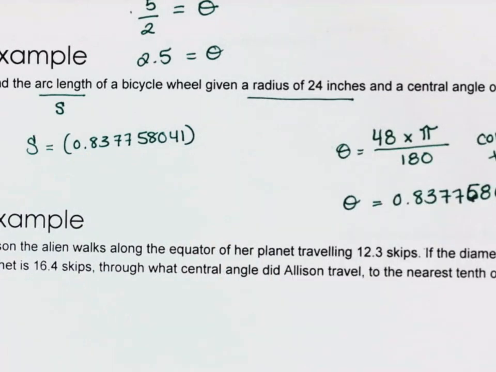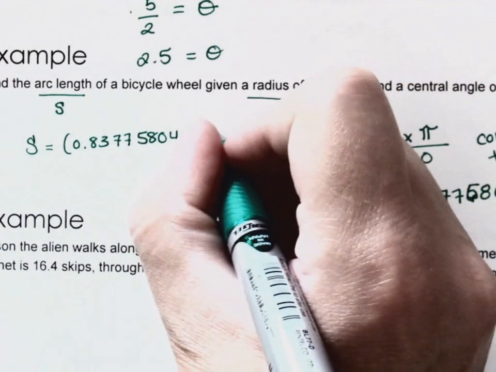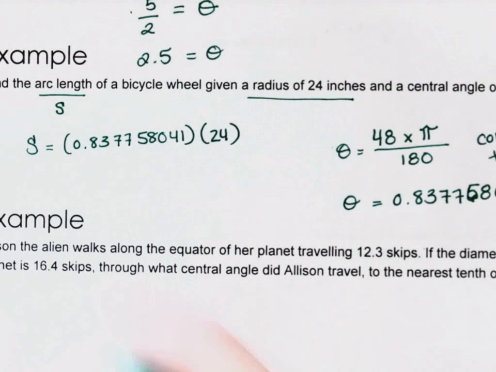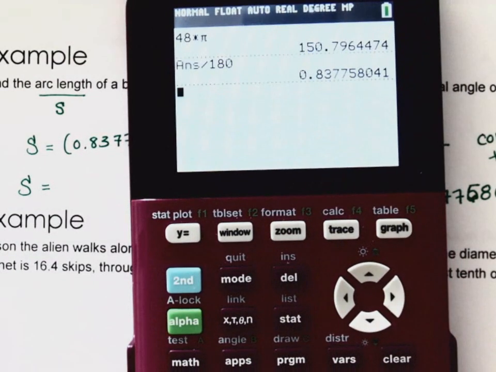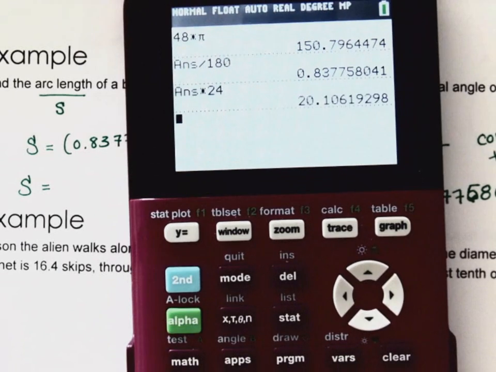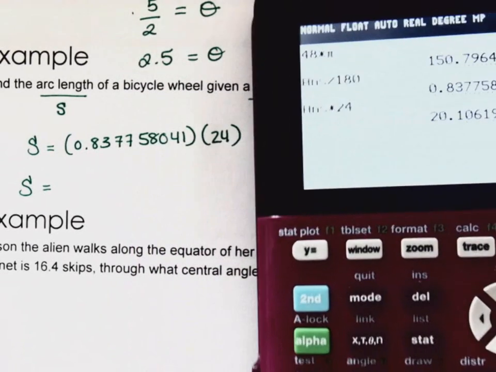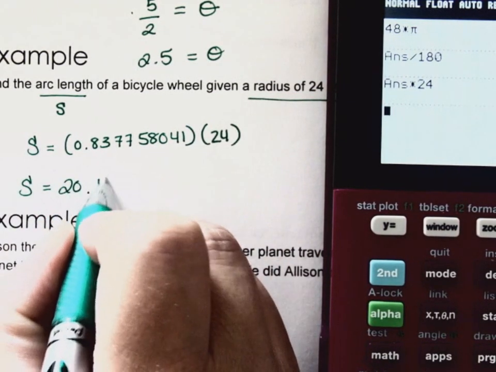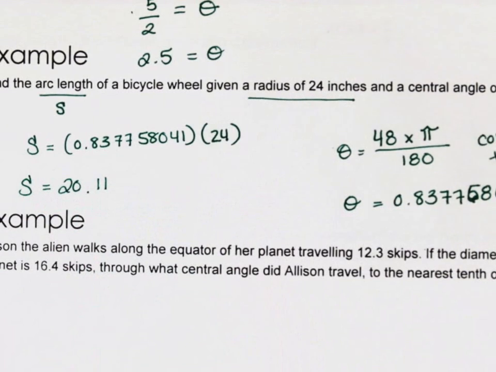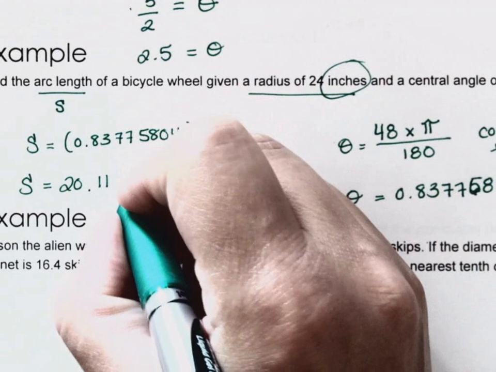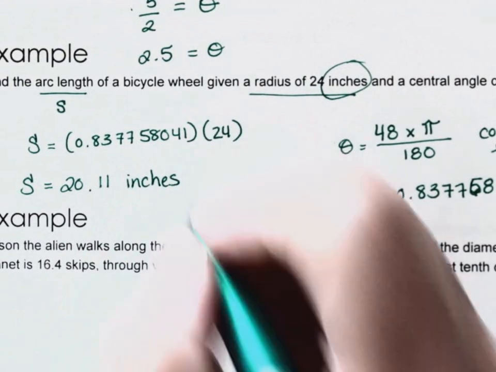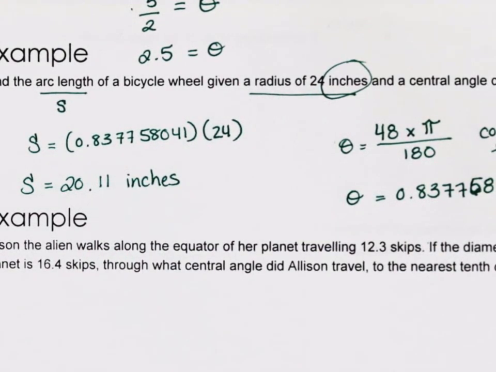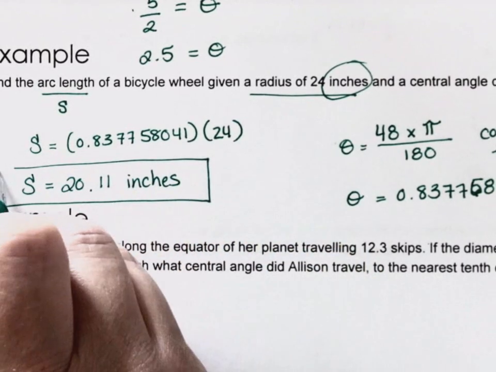And this one doesn't trick me. It tells me that the radius is 24. And so if I use my handy dandy calculator and just take that answer and times it by 24, this is where I'm going to round. Let's round to 2 decimal places. 20.11. But I need a unit of measure here because this is a length. It's an arc length. So inches is going to be our unit of measure.